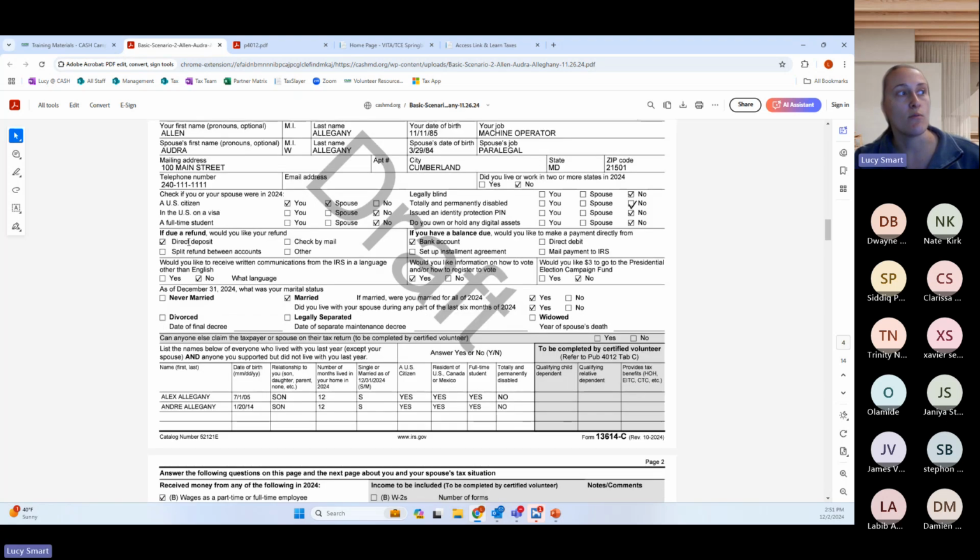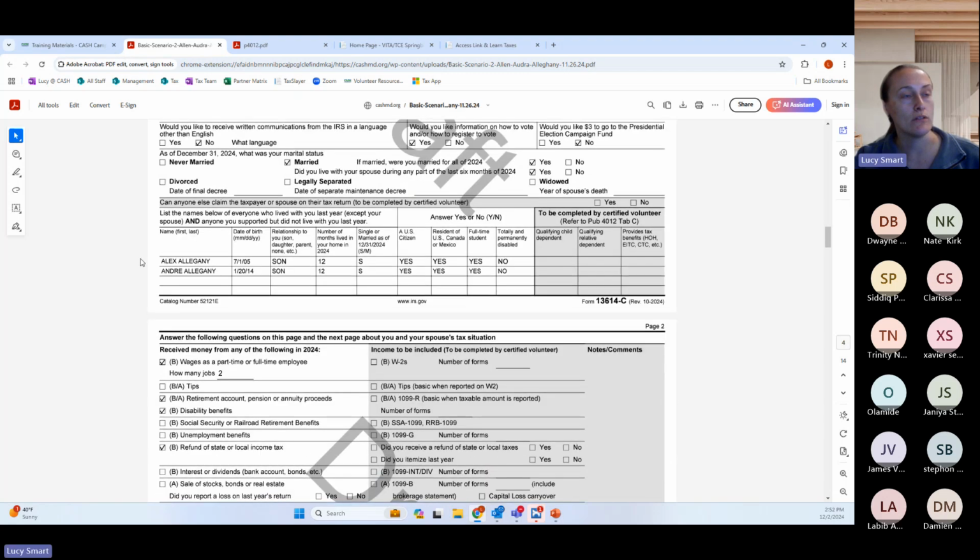If they're due a refund, they want direct deposit. And if they have a bank balance due, they want to pay from their bank account. They don't need to receive communication in a language other than English. They asked for information on how to vote or how to register to vote. They don't want $3 to go to the presidential election campaign fund. We see they were married as of December 31st, 2024, and they were married for all of 2024 and lived with each other for the last 6 months of the year.